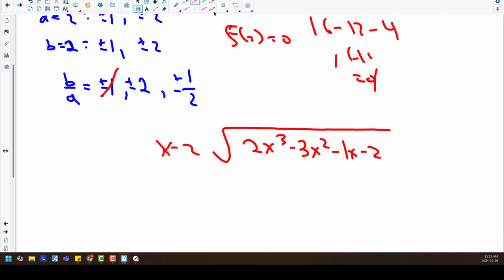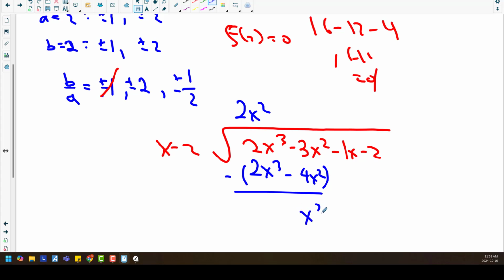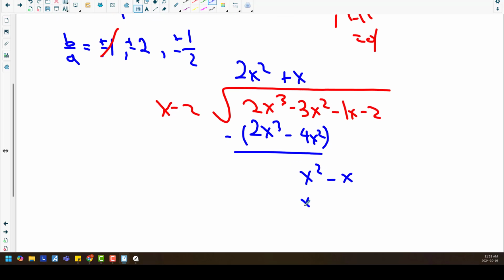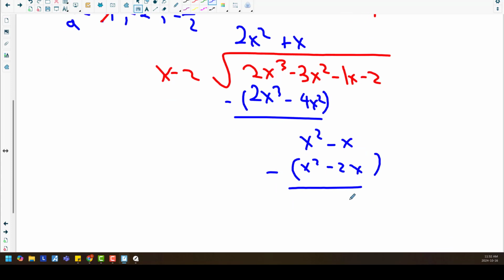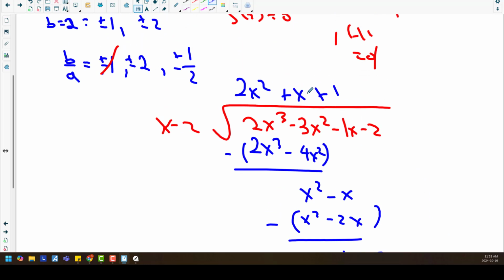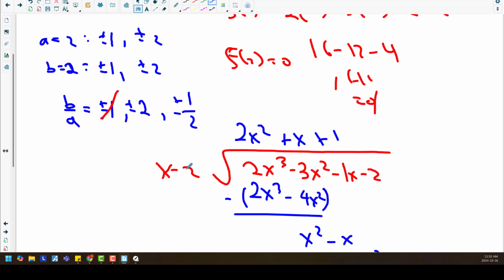Let's see. So this becomes 2x cubed minus 4x squared, x squared positive minus x plus x, x squared minus 2x. It's going to be x minus 2 plus 1, and then x minus 2, and yes, we have a remainder of 0. Okay, so 2x squared plus x plus 1, and x minus 2.